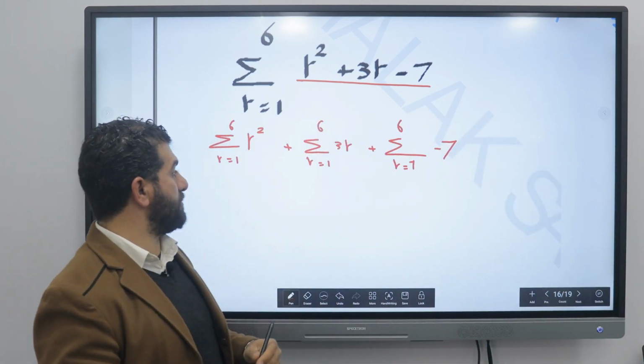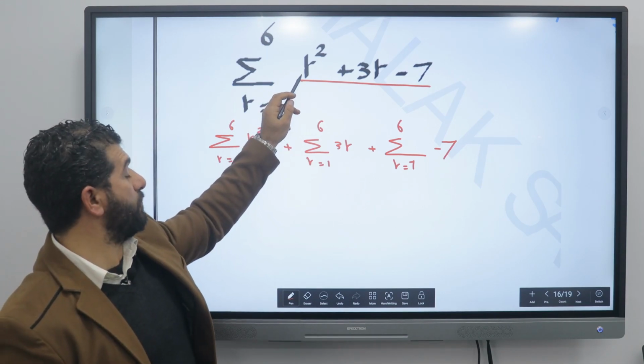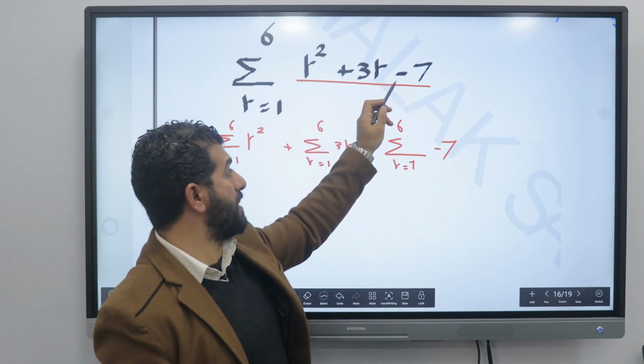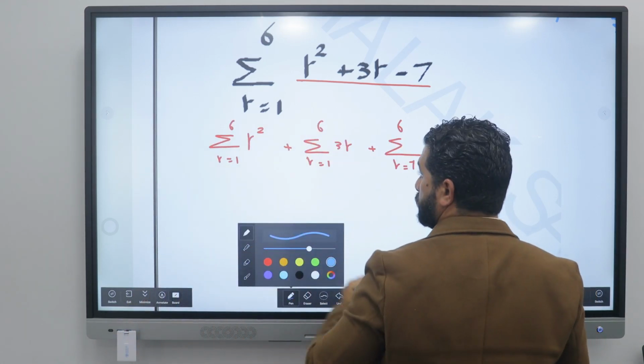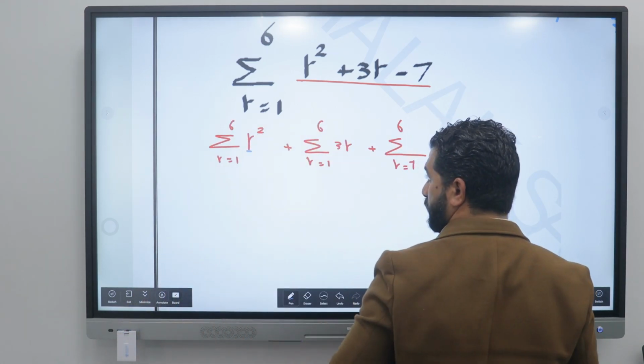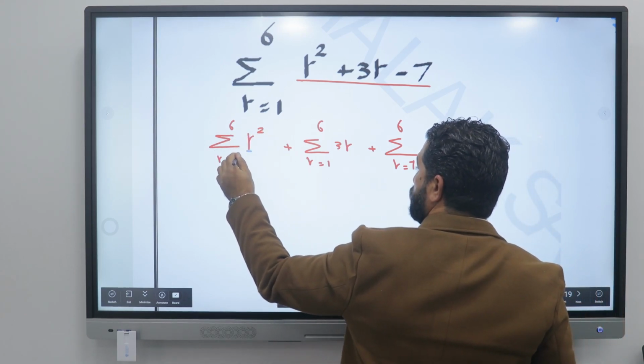As you see here, I wrote it like this because r to the power of 2 has a rule, r has a rule, and negative 7 has a rule. What is the next step? Here we have r to the power of 2. What is the rule of r to the power of 2? Be careful, it must start from 1.